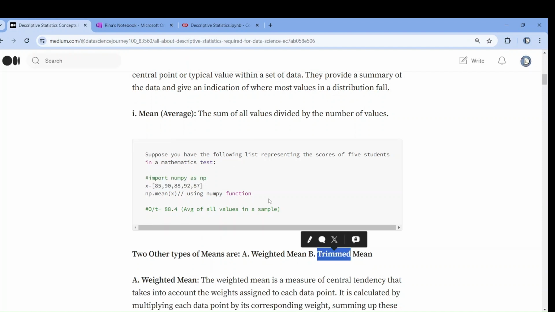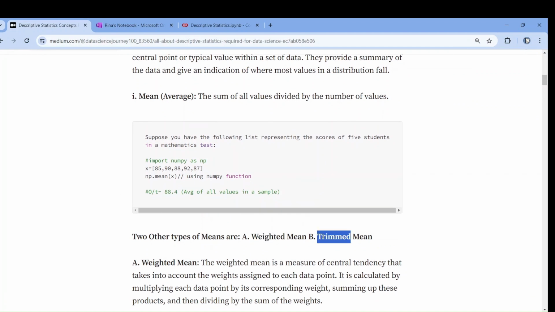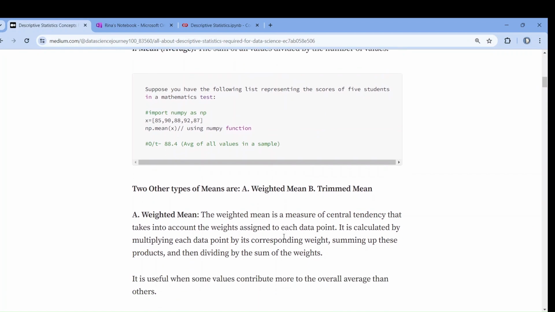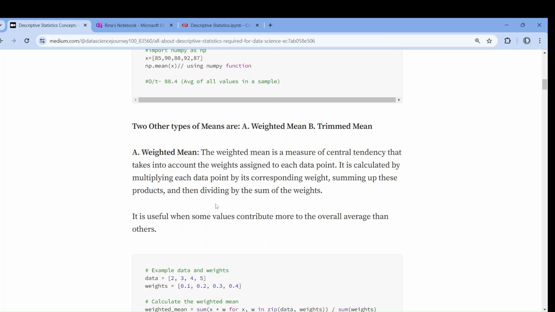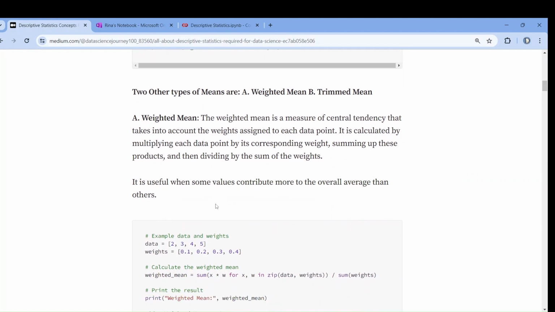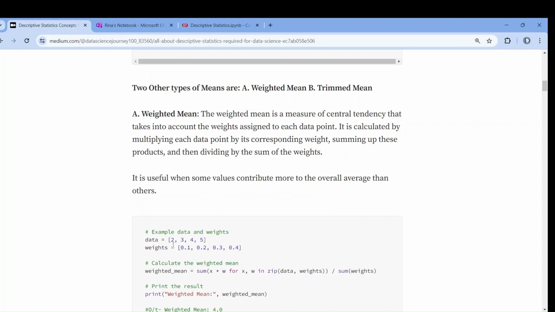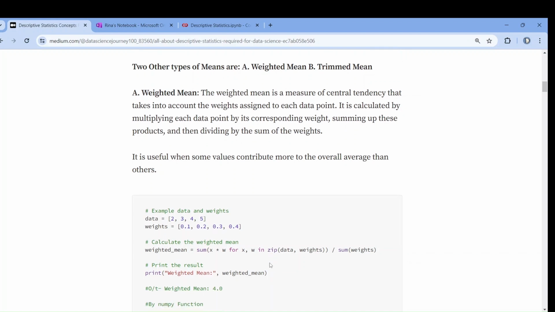Okay. Now there are other types of means also. One is weighted mean. Number two is trimmed mean. Weighted mean is used when you consider the corresponding weights. Suppose some values contribute more to the overall average than others. Like here, there is a data set 2, 3, 4, 5, but every data point has a different weight. So here if I want to calculate the weighted mean, I have to multiply each data point by its corresponding weight, then sum all the products and then divide by the sum of the weights. Okay. This is mainly used when the data points have different weights.